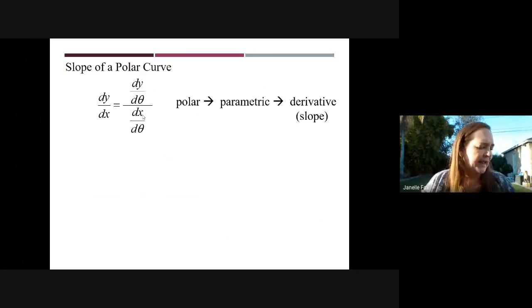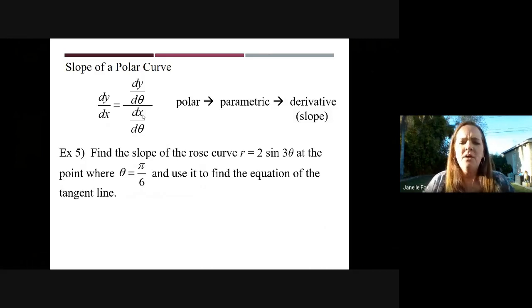Okay, so let's jam right into example number 5. Honestly, it's a pretty easy example. The only tricky part is that there are lots of trig functions to take, but we can do that. This says find the slope of the curve at the point where theta is pi over 6, and then use it to find the equation of the tangent line. When we find the equation of a tangent line, we need a point and a slope. So let's get the slope first, and then figure out the coordinates of the point.